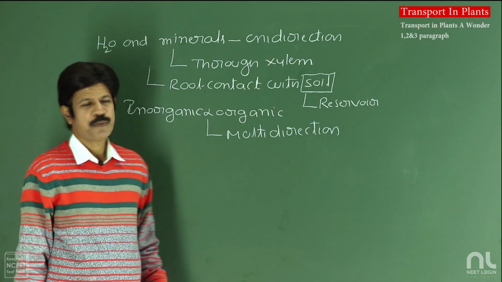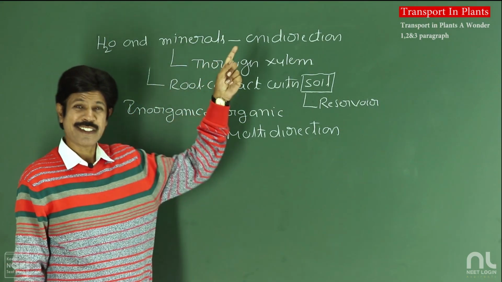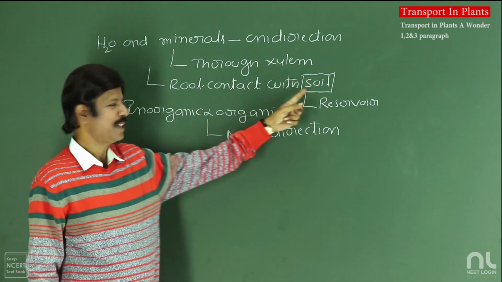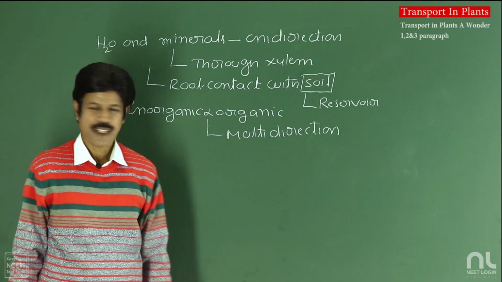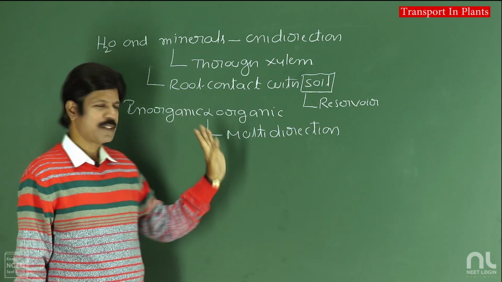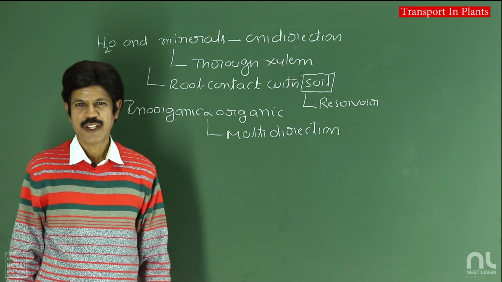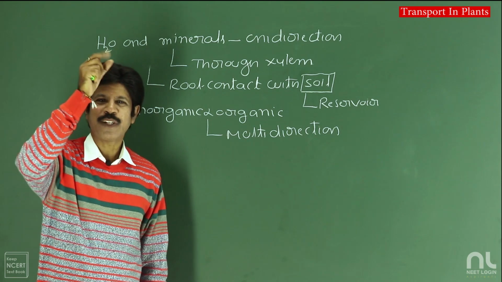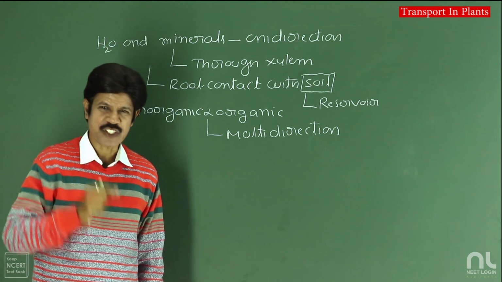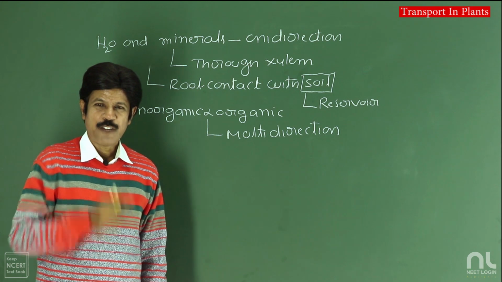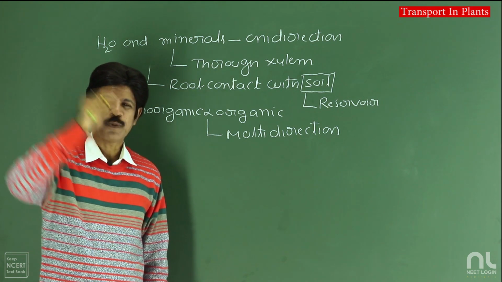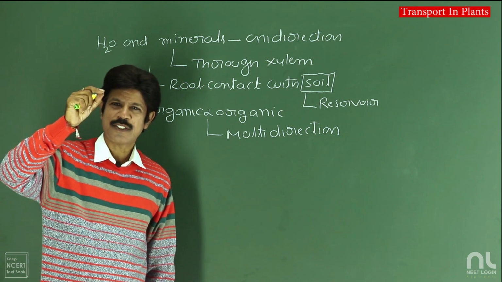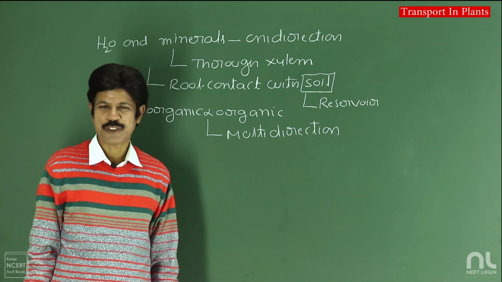So in direction of the transport, water and minerals are necessarily unidirectional. Why? Because the root is in contact with the soil, which acts as a reservoir. And inorganic and organic substances are multidirectional. And water and minerals absorbed reach young growing regions for utilization. And photosynthates prepared by the leaf are transported to storage organs, that is export. From storage organs to other parts it is re-export.